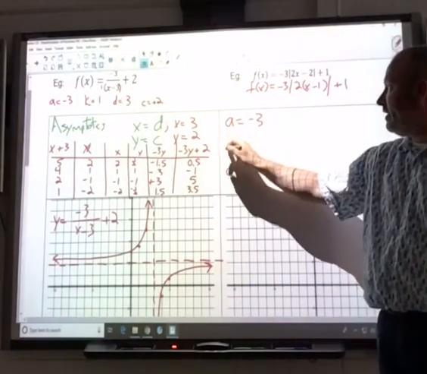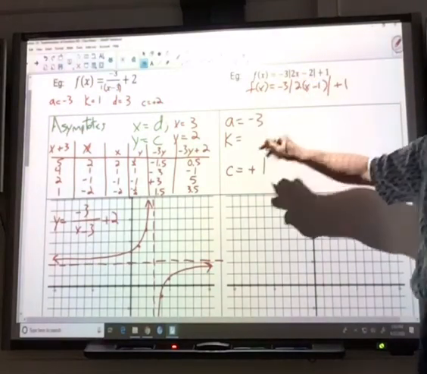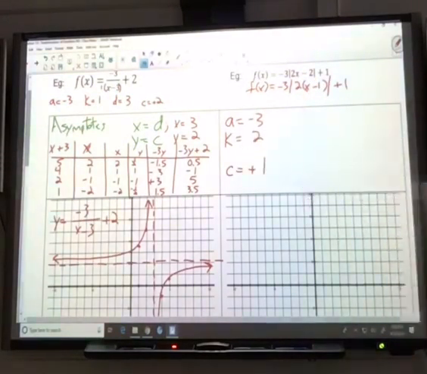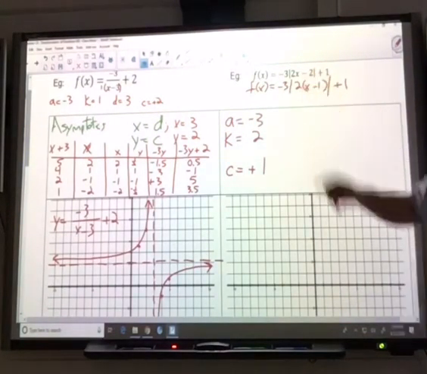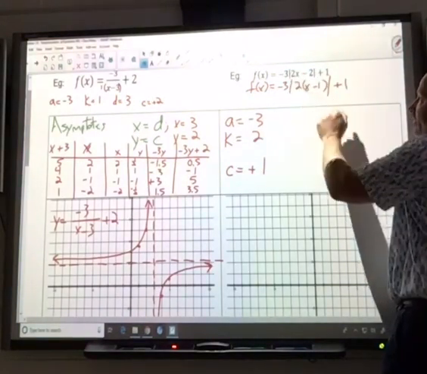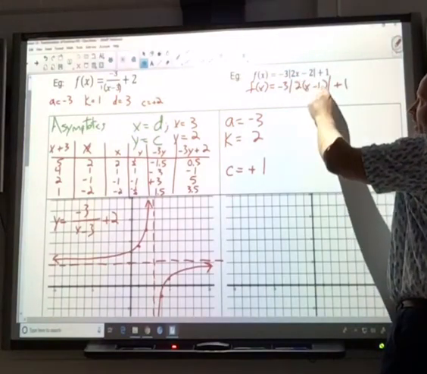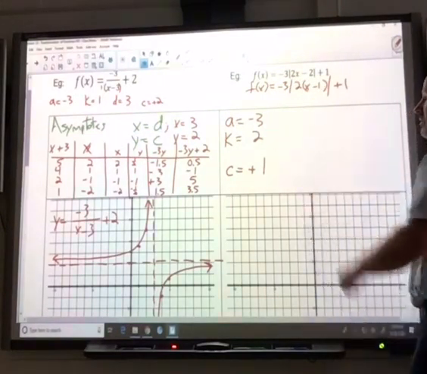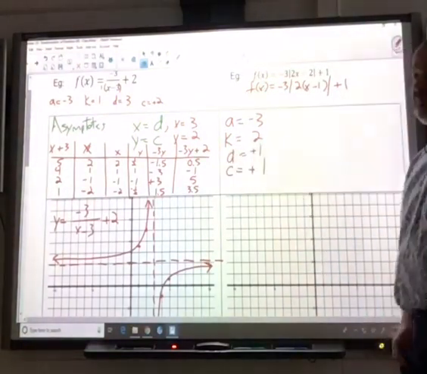My K value, I'll always get that because it's a number beside the x, which is 2. But the D value, if you look at this and you say, okay, it's 2, you're going to get an incorrect value. You do have to factor that out of whatever's inside the function. So you take the 2, whatever's beside the x, you factor that out, and whatever you're left over with here, that's your D value. In this case, your D value is also a positive 1.